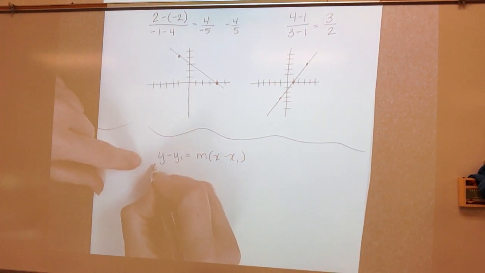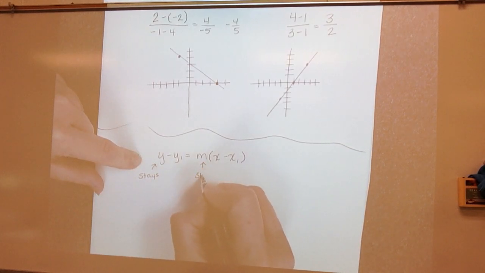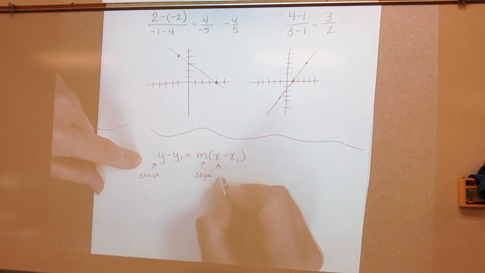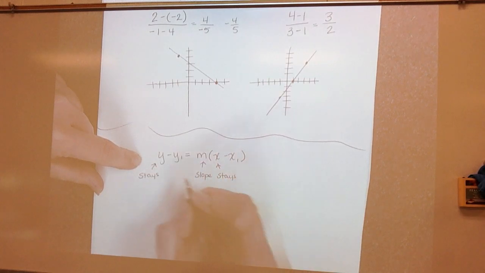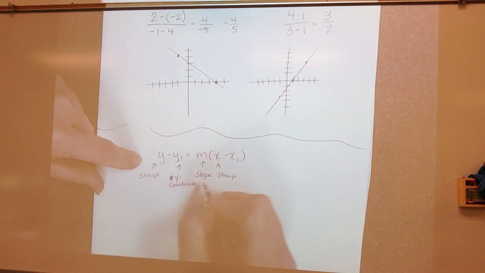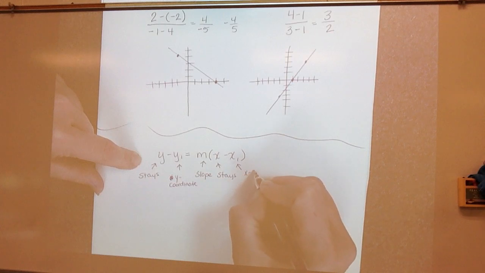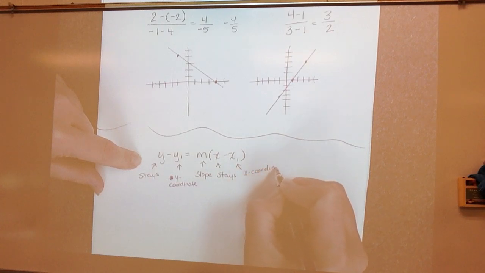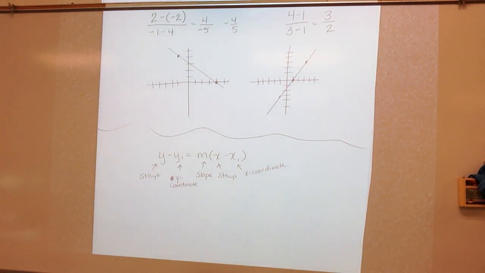The y stays. The m is your slope. And this x stays. And then I'm going to put in a y coordinate here. And I'm going to put in an x coordinate here. Okay? So these two things stay as x and y, and everything else is going to get something put in there.